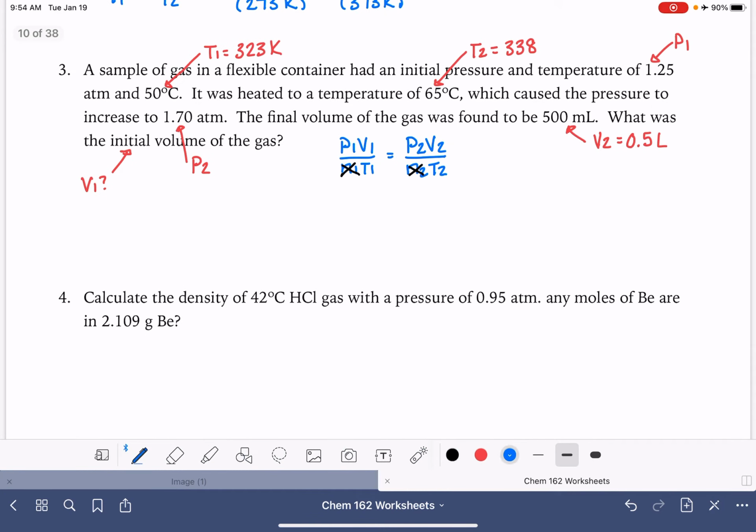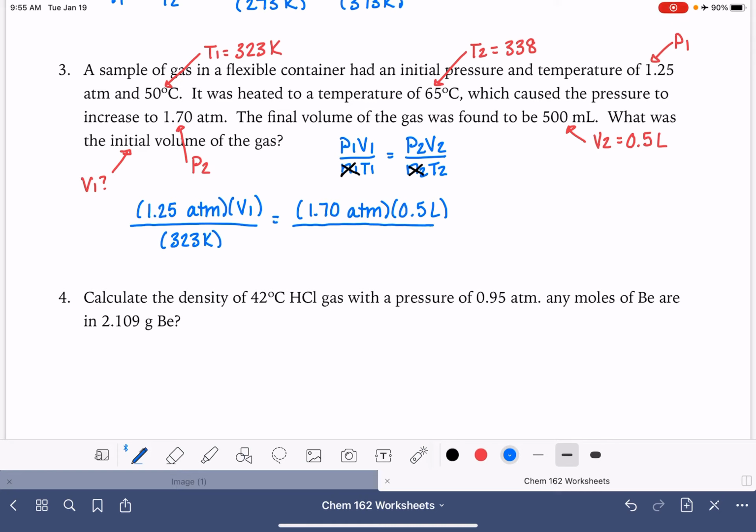And let's just go ahead and plug in the variables that are given to us. P1, all the way up here at the top, P1 is 1.25 atmospheres. V1 is our unknown variable, and T1 is 323 Kelvin. P2 is 1.7 atmospheres. V2 is 0.5 liters. And T2 is 338 Kelvin. And so we just need to solve for V1.